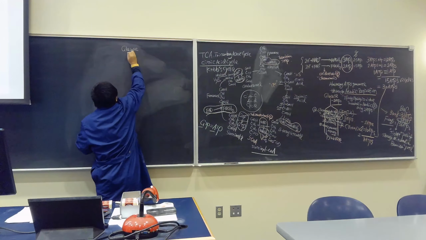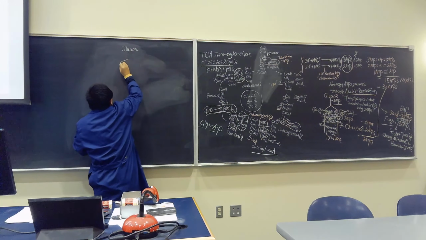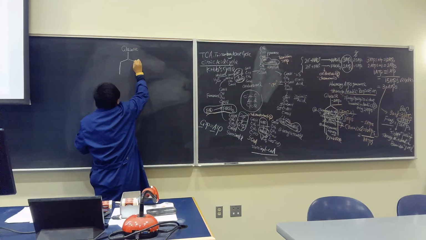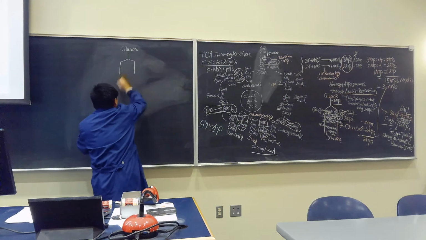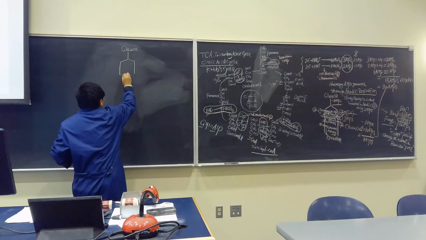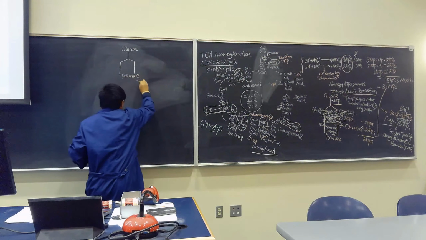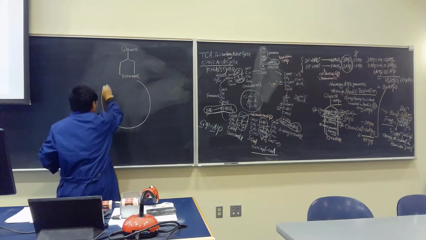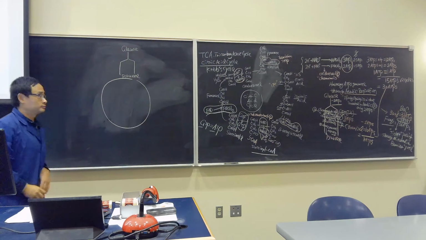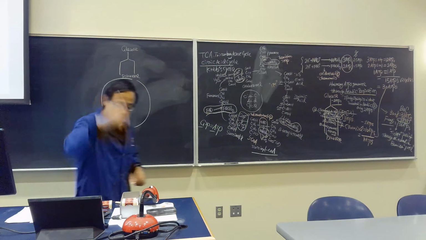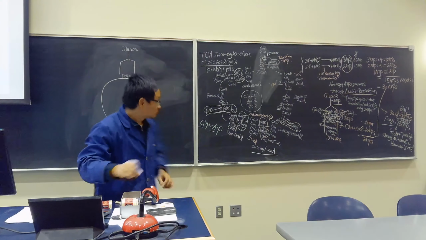Glucose, a very simple blue plan figure, okay? Then going through the TCA cycle. Okay. We skip all these chemicals.